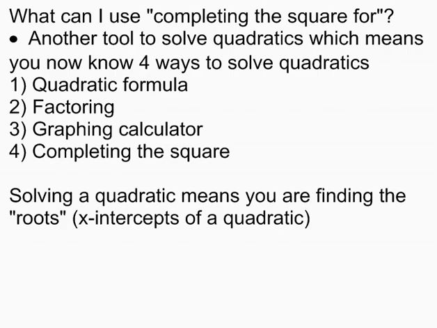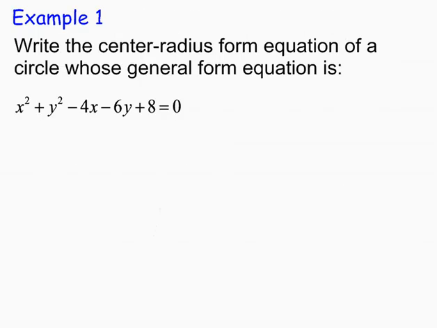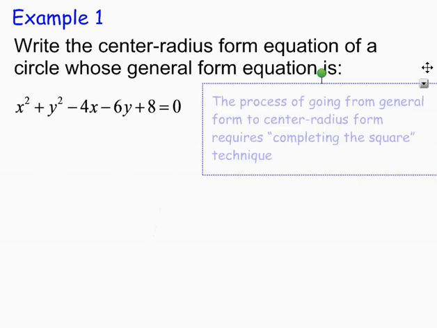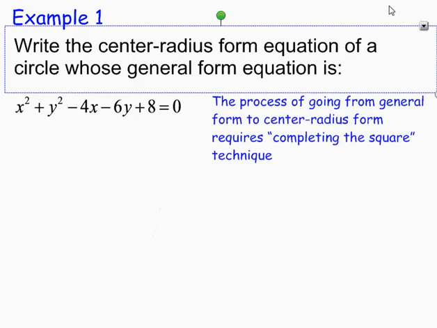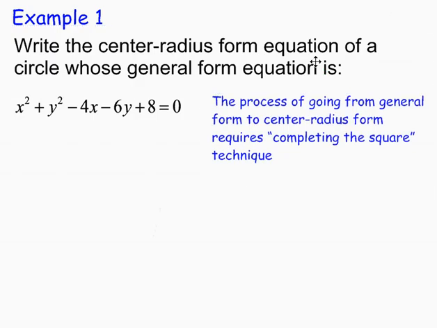All right, now let's get to our learning target, because the whole point of reviewing that was so that you could learn how to write the equation of a circle when completing the square is required, as is the case here. Example 1 says, write the center radius form equation of a circle whose general form equation is that. So the process of going from general form to center radius form requires the completing the square technique.